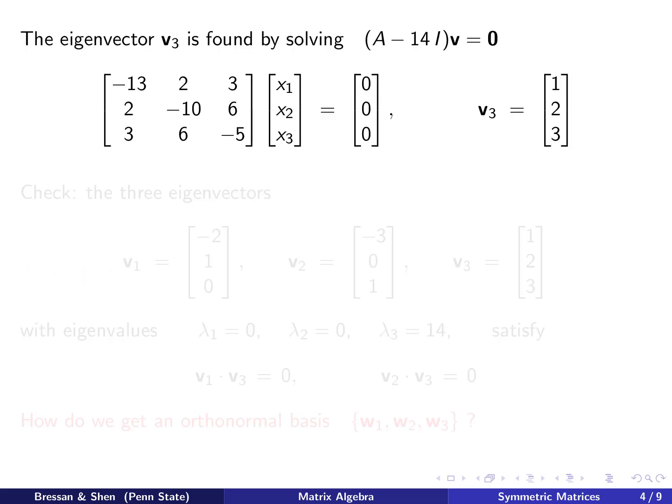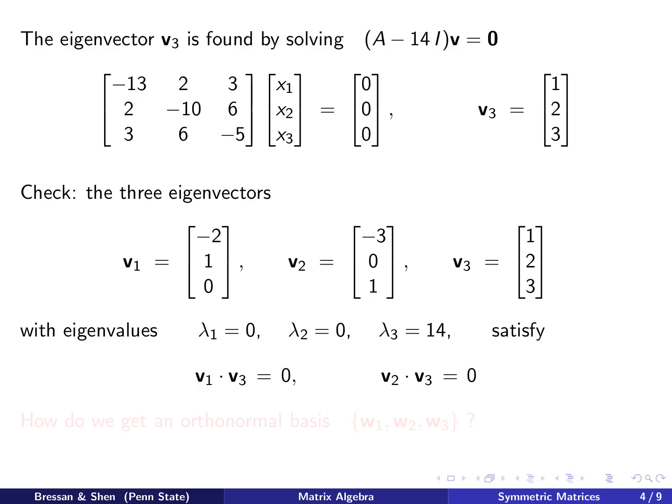And then we can carry out the similar procedure of finding the eigenvector v3 by solving this system. And let's write out all the components. That's A minus 14 identity, and that's the vector, equals 0. And then if you solve this, you find that v3 can be 1, 2, and 3.